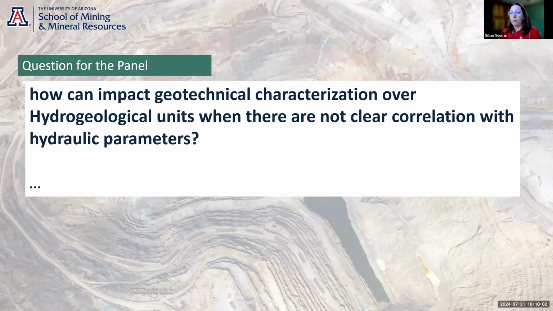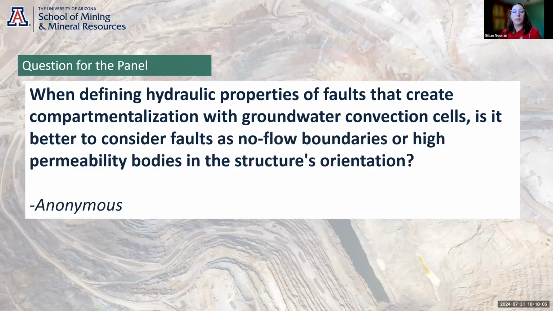We did have a question relating to characterizing the hydraulic properties of faults that are creating compartmentalization with groundwater convection cells. Is it better to consider faults as no flow boundaries or high permeability bodies in the structure's orientation? Go ahead, Jeff. The vast majority of faults are barriers across their strike. Not all, and there's an example in the course. I'm not sure, maybe it's later in the course, but the vast majority of faults are barriers across strike, and there's four reasons for that. One is they offset the stratigraphy.